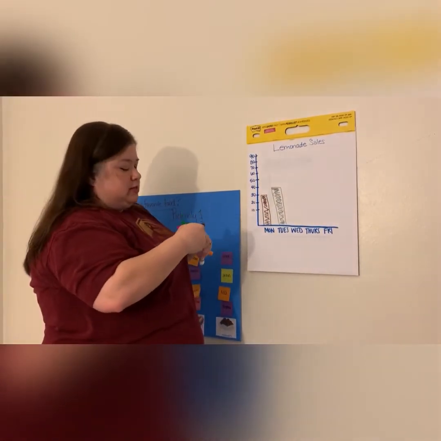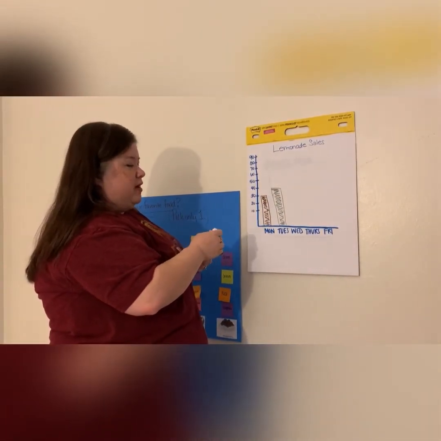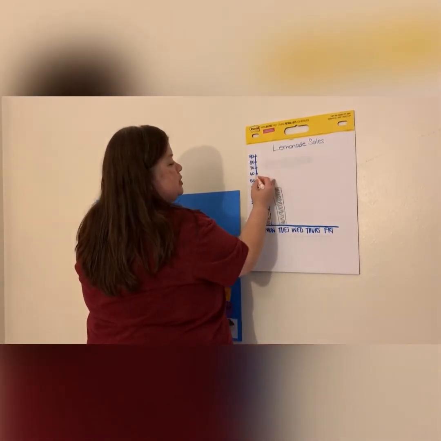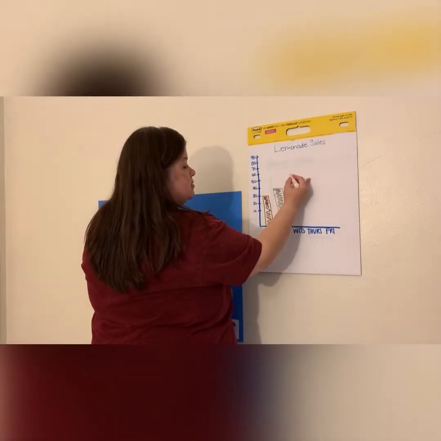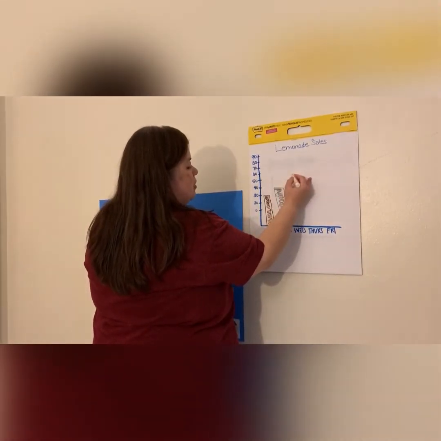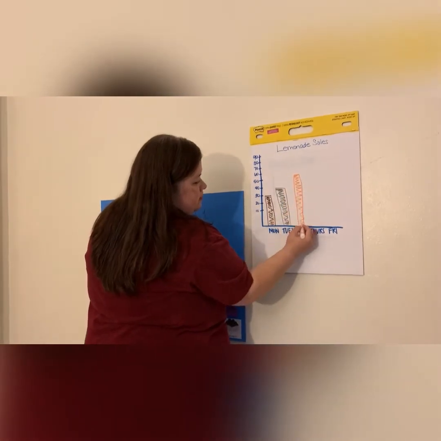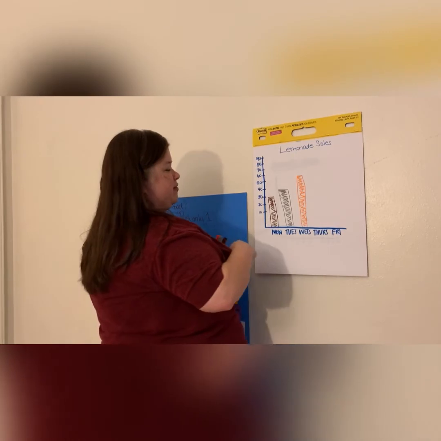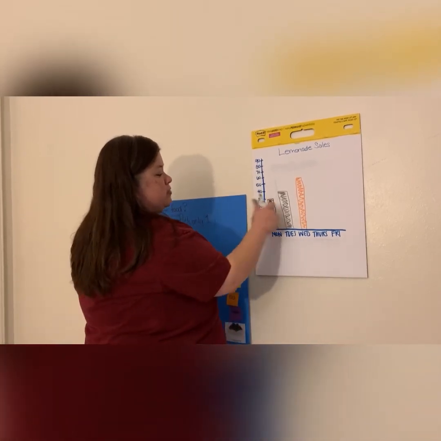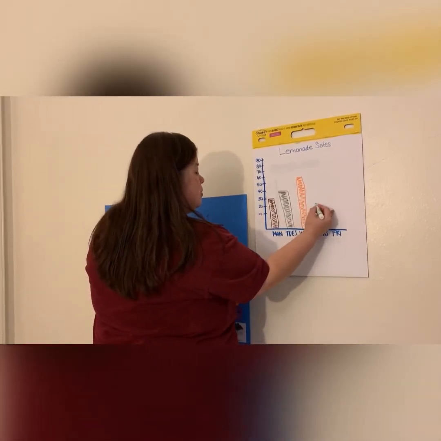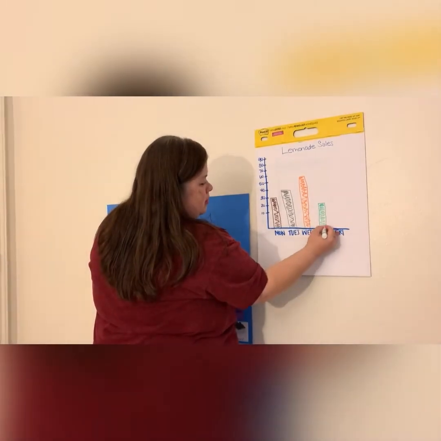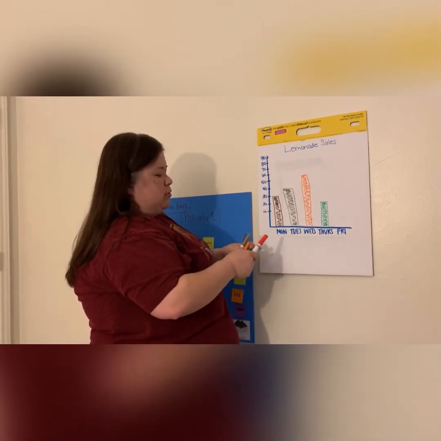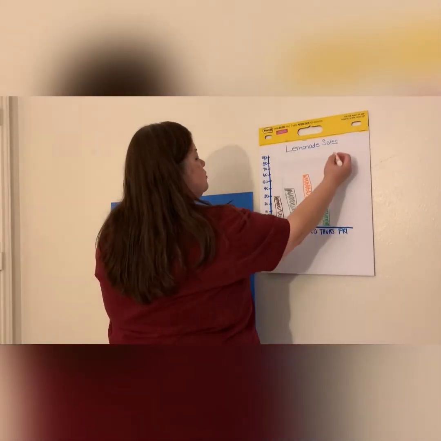On Wednesday, the kids club sold 55. So we're going to go in between. Here goes Wednesday. We're going to go in between the 50 and the 60. And on Thursday, they sold 25. Again, we're going to go in between the 20 and the 30. And the last day of the week, remember, they blew the sales out of the water and they sold 90.